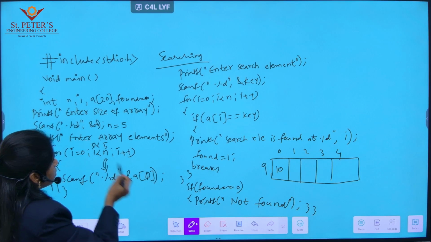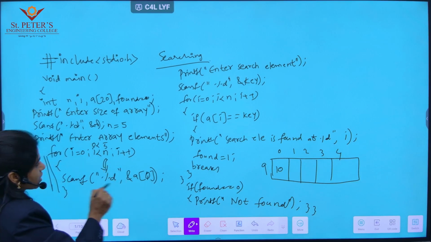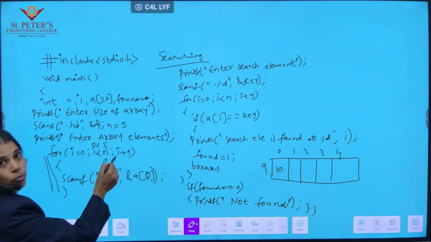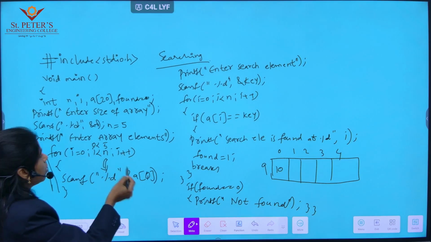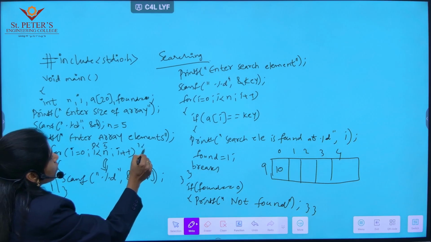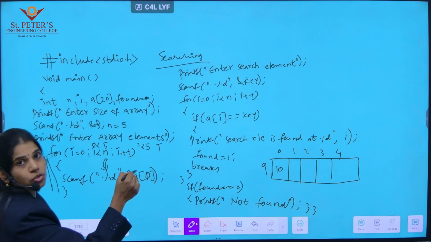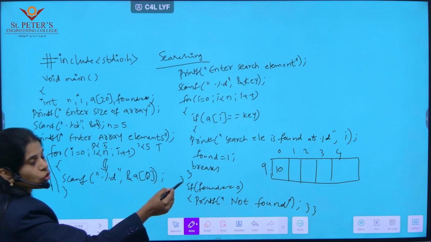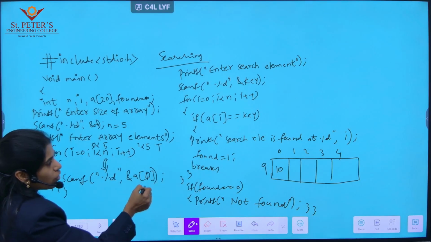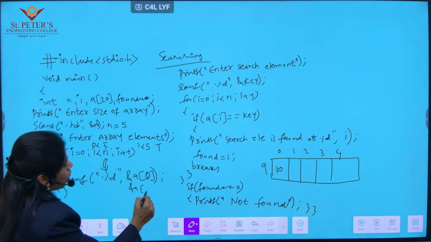After executing this scanf, the compiler goes back to the for loop. i plus plus, the i value is incremented by 1. Now i becomes 1 here. 1 less than 5, yes, it is true. Next, whatever element you enter the second time is going to be stored at ampersand A of 1.